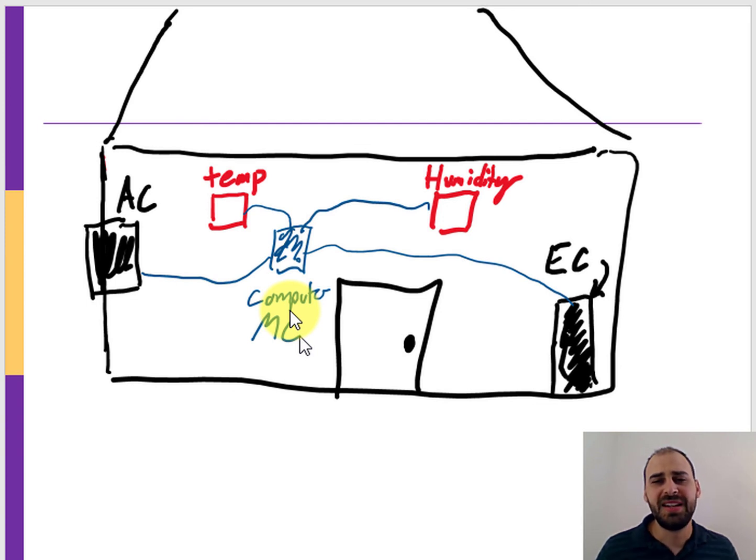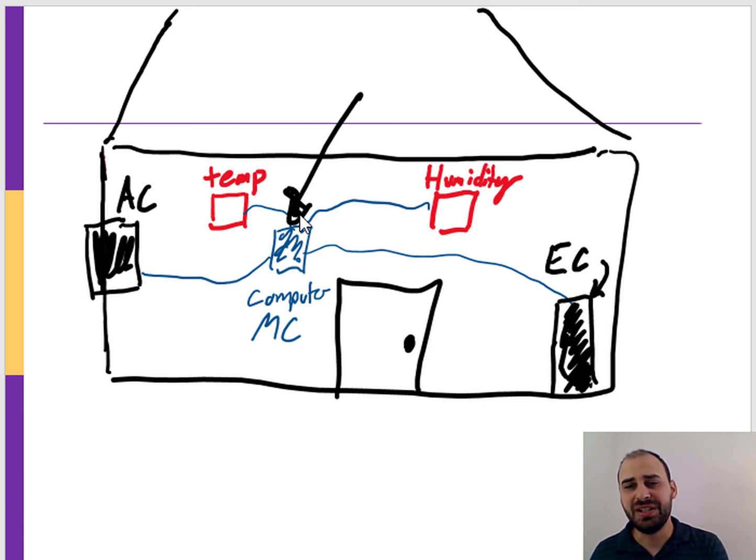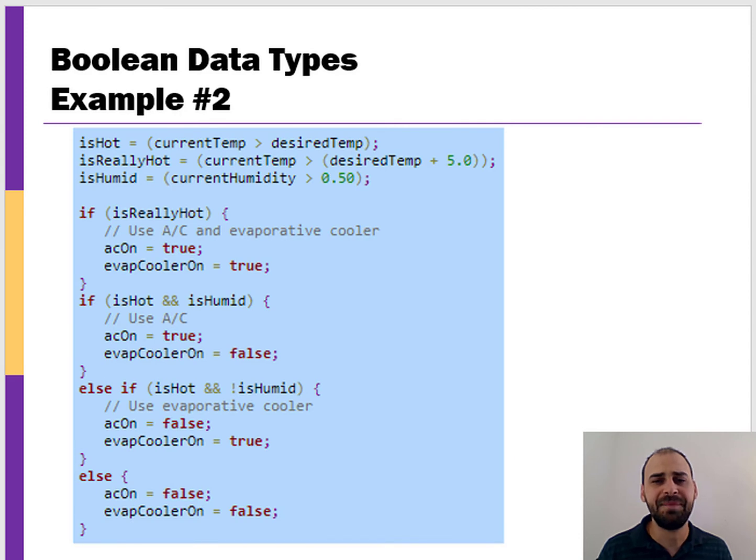Now, what would the logic look like? What we're thinking about from a programming perspective is what the logic looks like and how it's going to run. What we want is that if the temperature is too high, if it's hot, we want the AC to turn on. And if the humidity is low, we want the evaporative cooler to turn on. So we're going to regulate the temperature using these two different systems. Here's what the logic looks like.